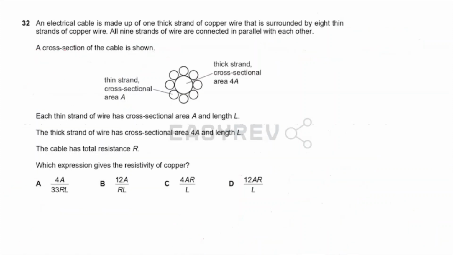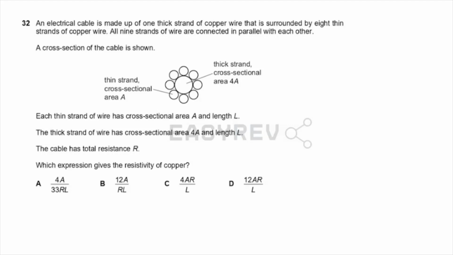Now we have question 32. An electrical cable is made up of one thick strand of copper wire that is surrounded by 8 thin strands of copper wire. All 9 strands of wire are connected in parallel with each other. A cross-section of the cable is shown. Each thin strand of wire has cross-sectional area A and length L. For the thick strand, we're given 4A and length L. The cable has a total resistance R, and now we wish to find which expression gives the resistivity of copper.